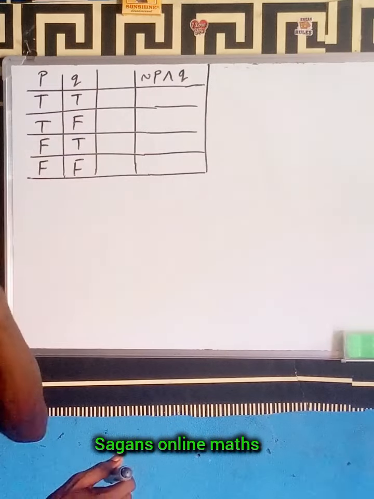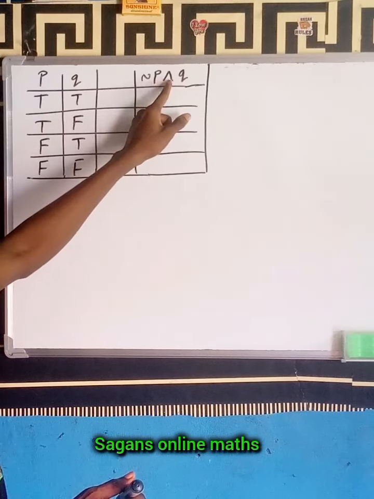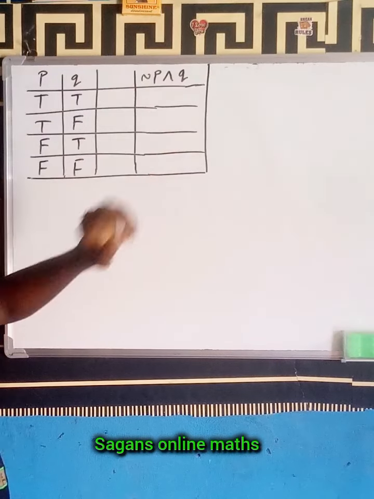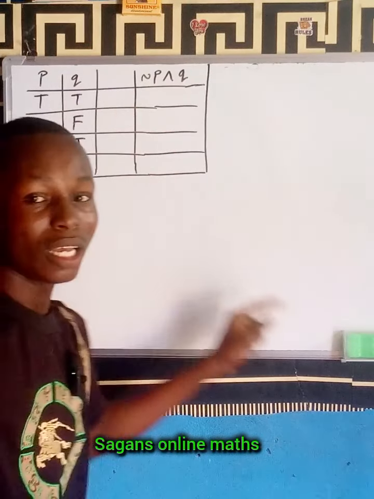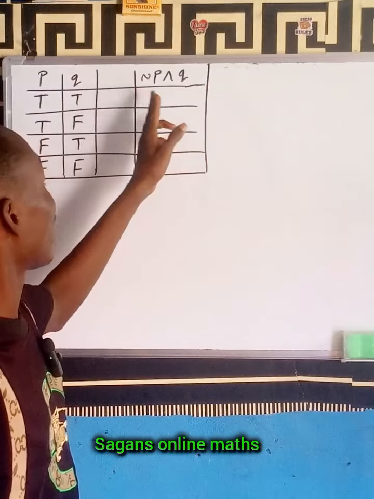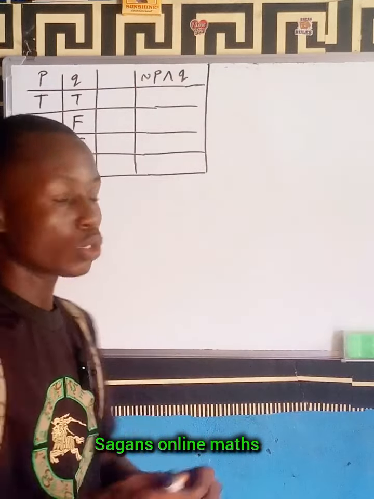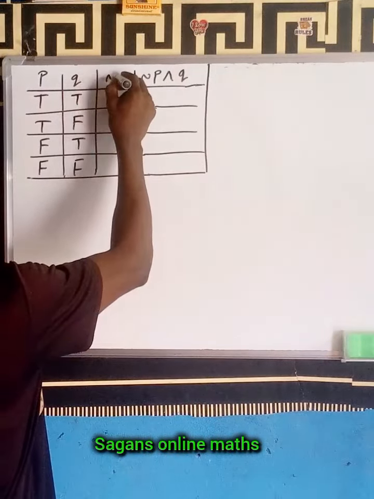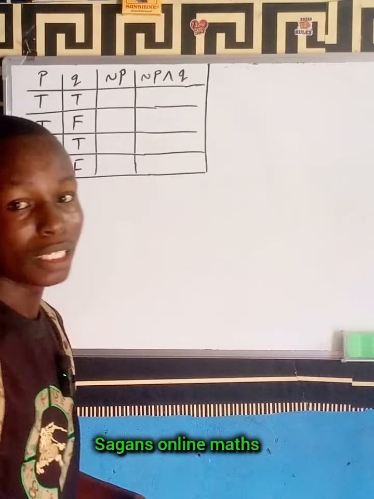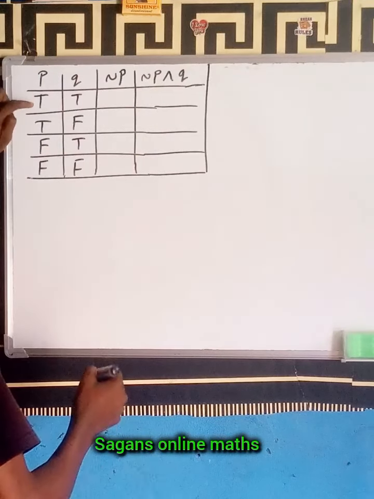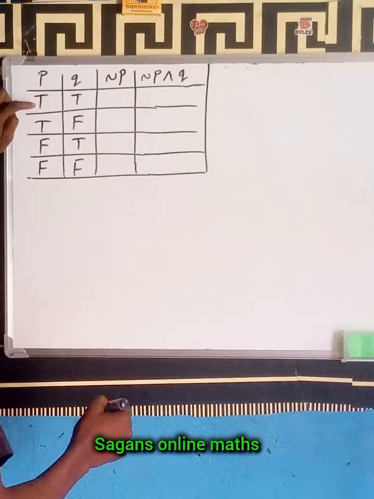Now if you are asked to find not P and Q, you have to know what is not P. That's why I keep this space. Because before you can find not P and Q, you have to know what is not P. So let's find not P. Take note that not P simply means you're taking the opposite of the original P. The P here is T, so not P will be F.